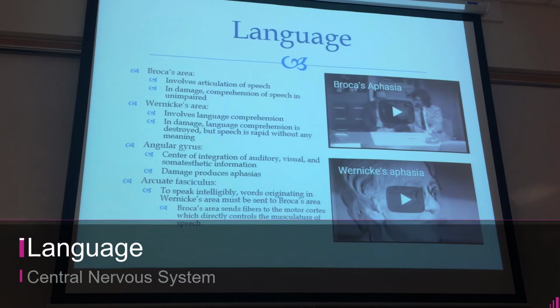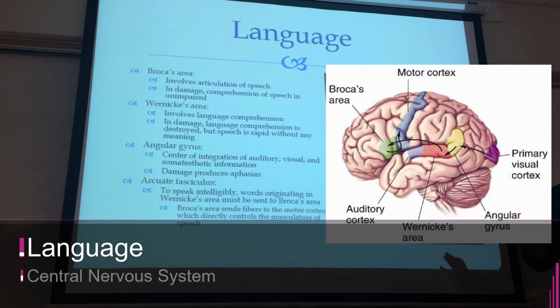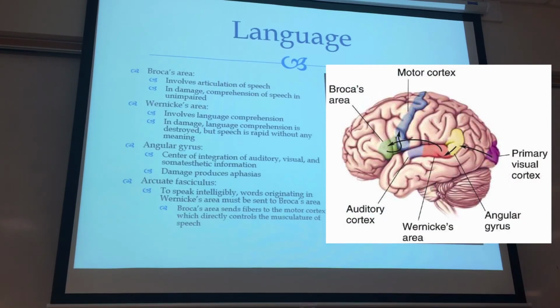All right, so language. These areas of the brain are involved in language. We have two specific areas. Broca's area, which involves articulation of speech. This is the ability to speak, how clearly you can speak. What you would notice about people that have damage to this area is that they have difficulty speaking.